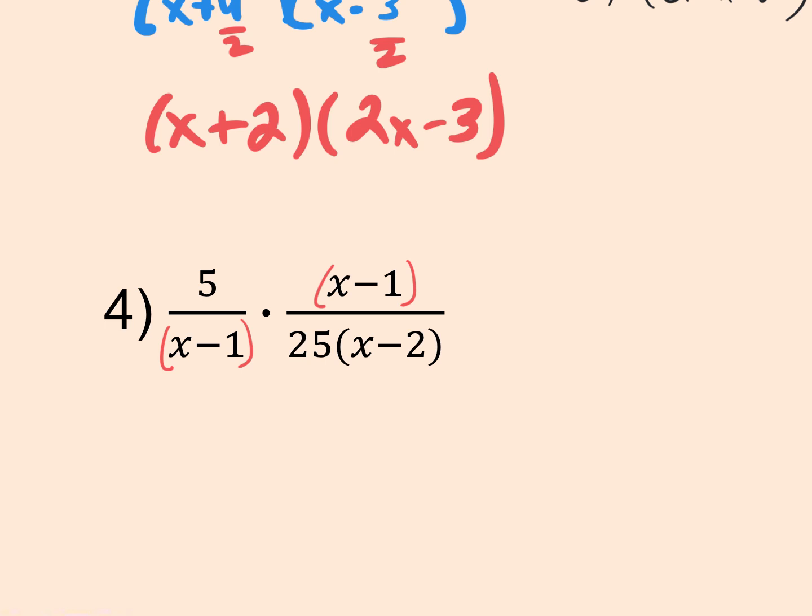What cancels where? x minus 1 cancels here, correct. What else? The 25 and the 5, okay? What does this look like? What's left in my numerator? I've crossed everything out. There is a 1. Don't forget that. So when you have this simplified, it's 1 over 5 times x minus 2.